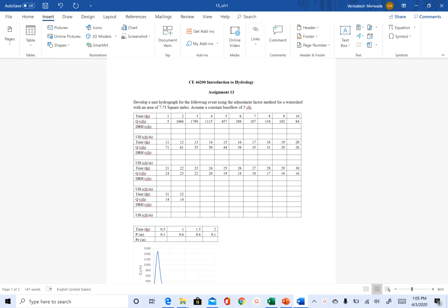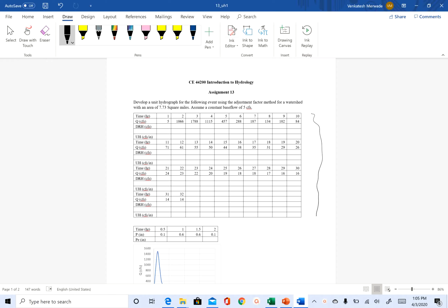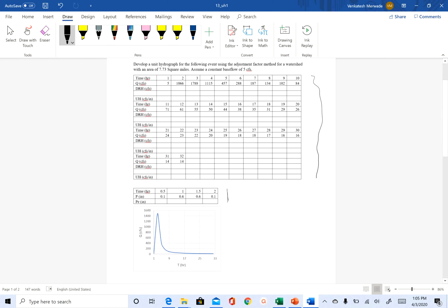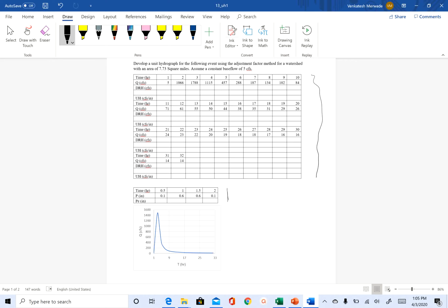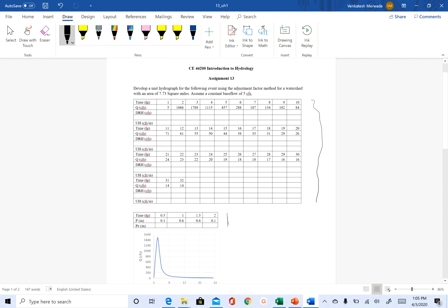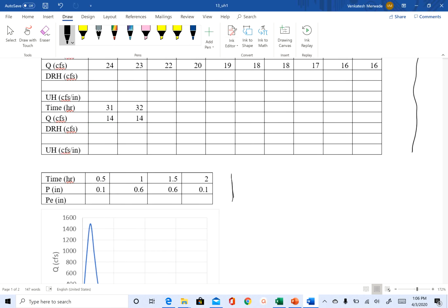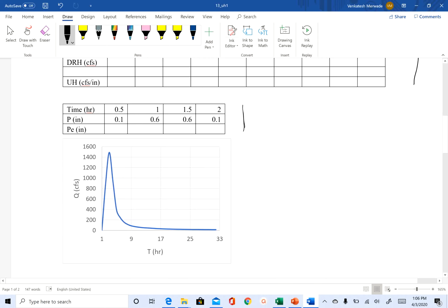So in this first table I have given you the discharge hydrograph, and this is the precipitation. The discharge lasted for 32 hours and the actual rainfall lasted for 2 hours. So this is what I have given to you, and the area of this watershed is 7.73 square miles. So let's follow the procedure that we discussed in the previous video on how to derive a unit hydrograph using the adjustment factor method. I also plotted the data for you just to see how it looks.